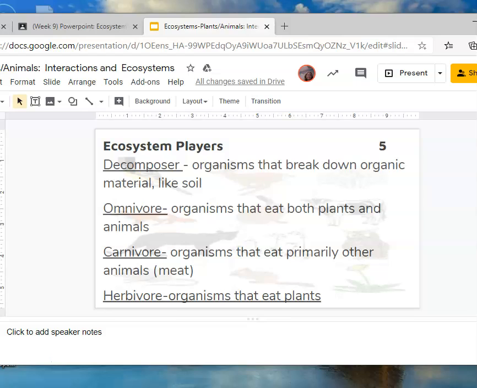And the ecosystem players, we have a decomposer, an organism that breaks down organic material like soil. An omnivore, an organism that both eats plants and animals. A carnivore, organisms that eat primarily meat. And a herbivore, or organisms that eat plants.